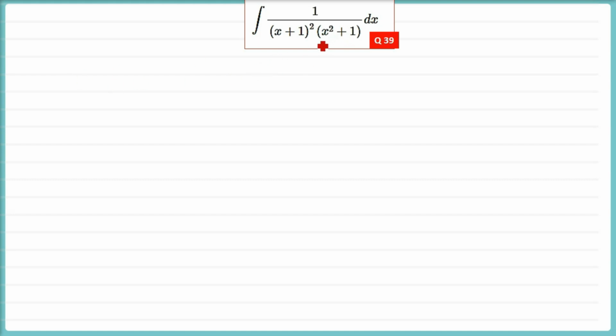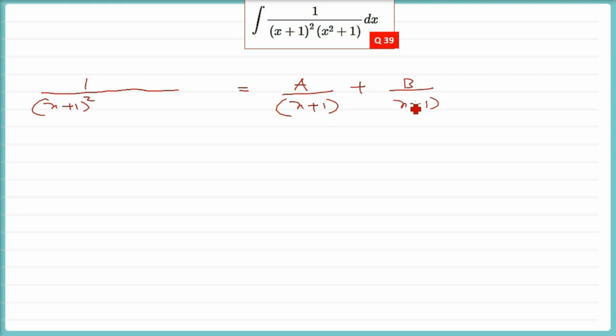So first we'll devise it in the form of a partial fraction. So this 1 divided by x plus 1 whole square. Wherever we have a linear term which has a square, we'll have two constants. One time we have x plus 1 in the denominator. Second time we have x plus 1 whole square in the denominator. So a divided by x plus 1 plus b divided by x plus 1 whole square.